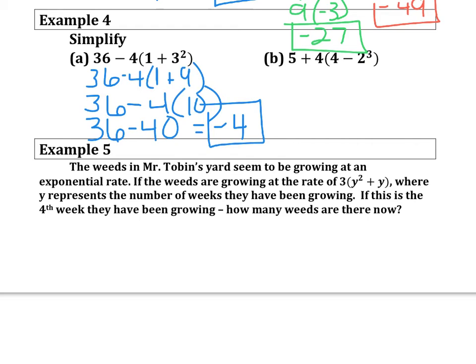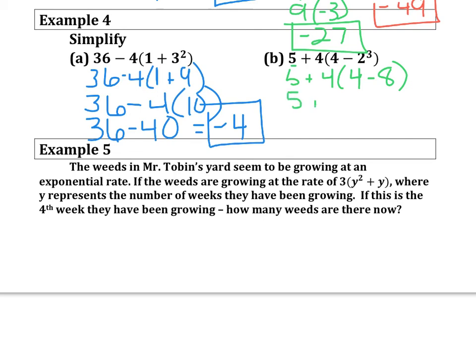In letter B, we have 5 plus 4 times the quantity 4 minus 2 cubed. Again, we are going to be using PEMDAS. So within the parentheses, I need to first evaluate my exponent. So I have 5 plus 4 times 4 minus 2 cubed. 2 cubed is 2 times 2 times 2, so don't accidentally write down a 6 here. It's 8. 2 times 2 is 4, times 2 again is 8.